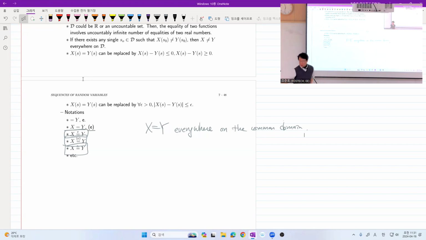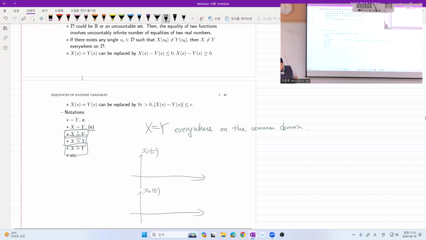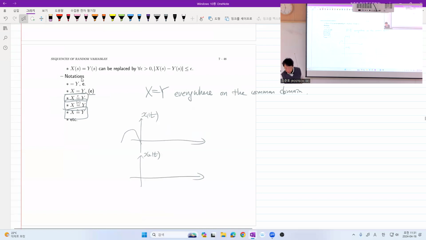So consider this. Suppose you have electrical current x1 and electrical current x2 modeled as two functions, and they are the same except at some specific point.